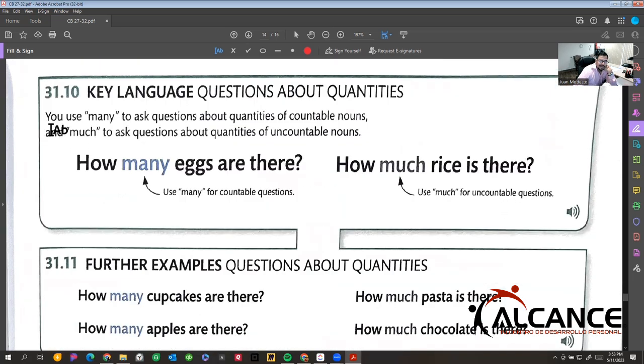Ahora, how do you ask questions para saber si hay un producto contable? Cuando es algo que se cuenta, you use many. Cuando es algo incontable, es much. So, eggs se pueden contar, right? Entonces, para preguntar sería, how many eggs are there? If it's rice, como no se puede contar, entonces es, how much rice is there? Many para cosas contables, much para cosas incontables.